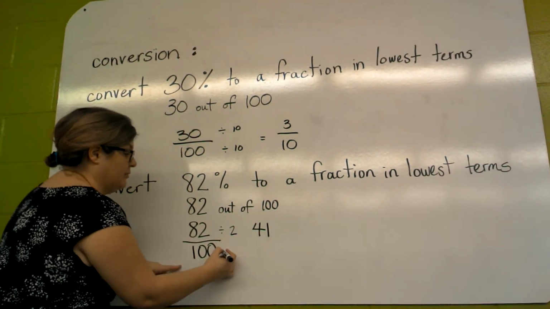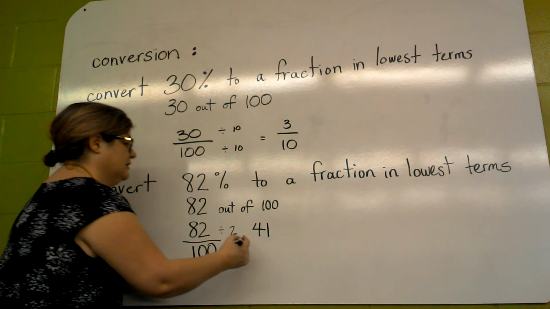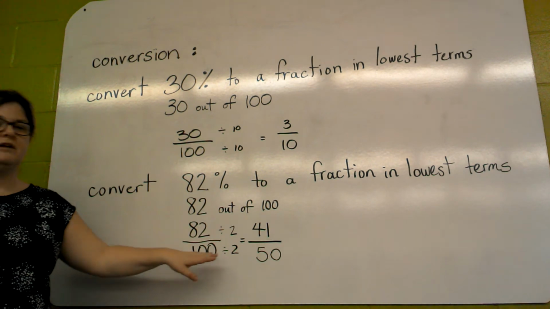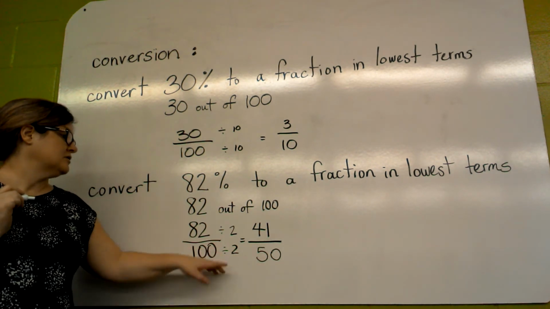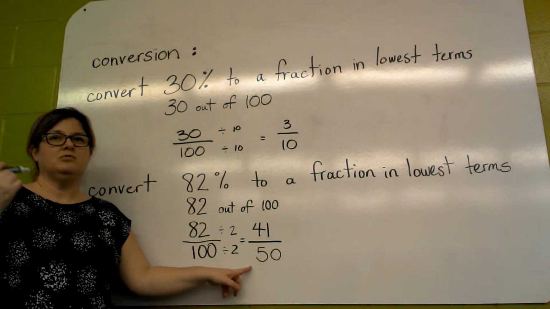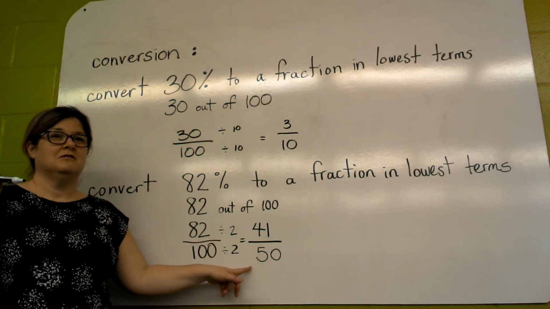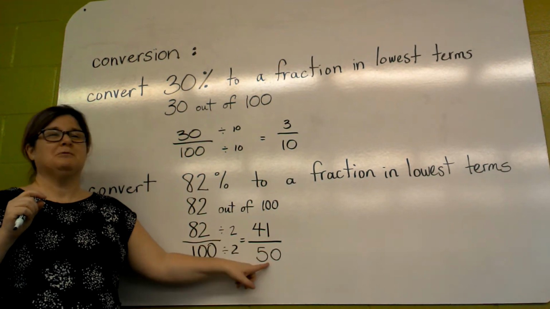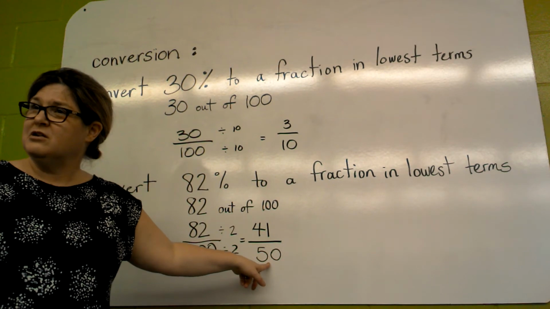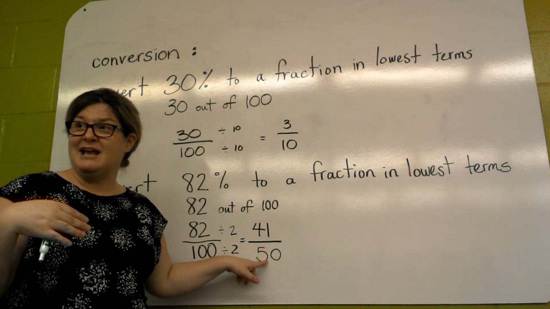Do the same to the denominator, the bottom. 100 divided by 2 gives us 50. And we're talking here about equivalent fractions, okay? So we've got 41 over 50. Now we need to ask ourselves, do we know any numbers that will go into both 41 and into 50? And so my trick the other day was, it's pretty quickly in our brains we can think of numbers that will give us 50. 1 and 50, 2 and 25, 5 and 10.